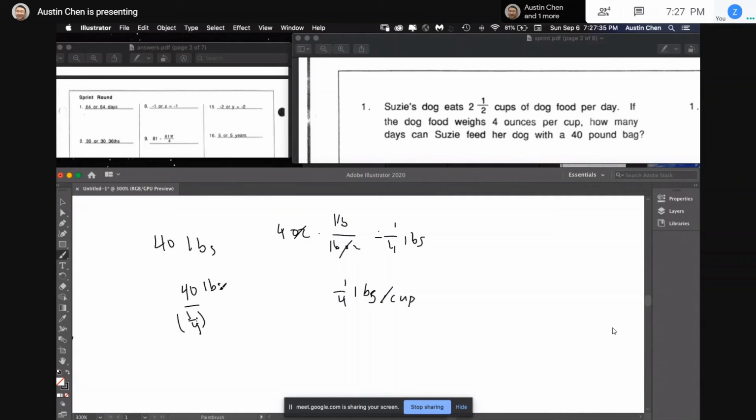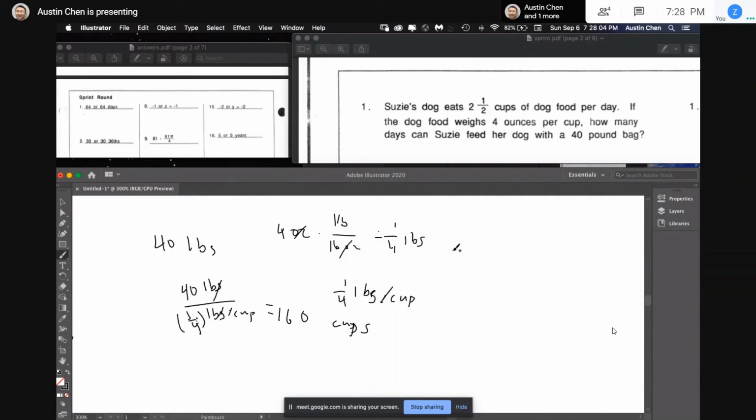And we have pounds here, and this is pounds per cup, so your units work out. It's going to be cups. If you're dividing by a fraction, you're just multiplying by its reciprocal, right? The reciprocal of 1/4 is 4 over 1, which is 4. So that's 40 times 4, or 160. So we have 160 cups of dog food.